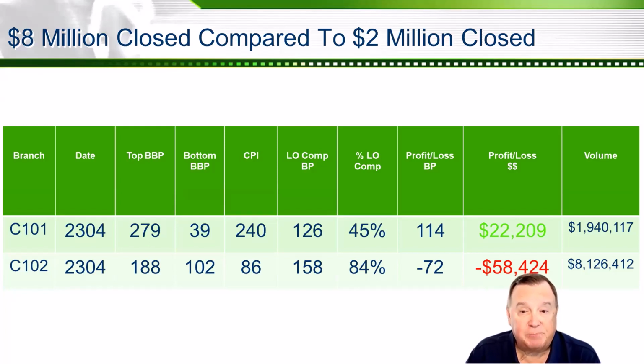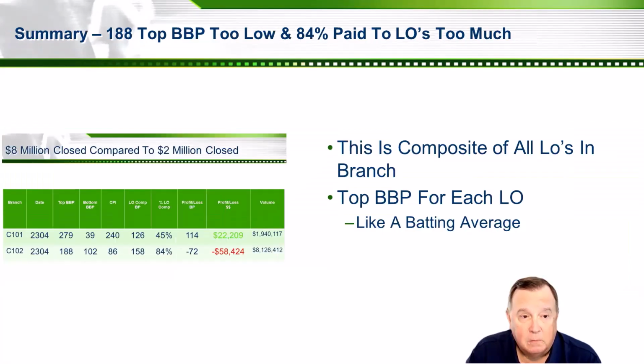Let's just skim across branch C102. The top business blood pressure number is 188. The bottom is 102, resulting in a CPI of 86. The LO comp was 158, resulting in a loss of 72 basis points. When I gave you my summary, this branch had two issues. The top business blood pressure was their main issue, and equally important, the LOs were being paid 158 basis points, 84% of the revenue. This is our first indicator that the LOs were discounting the rate sheet.